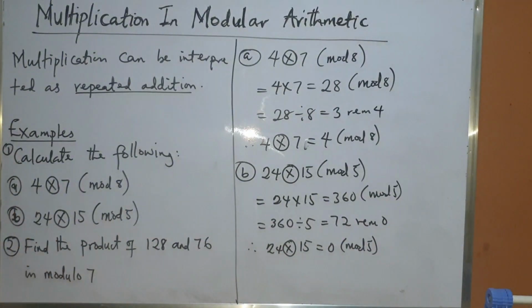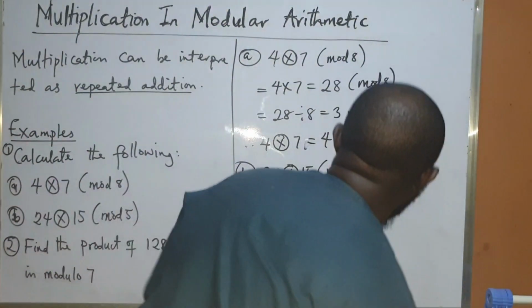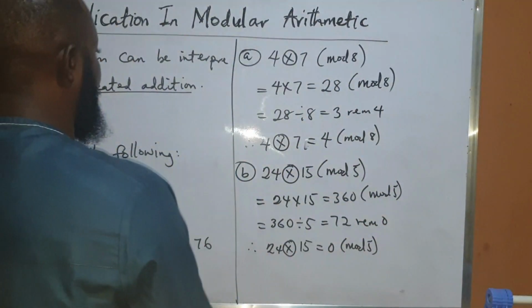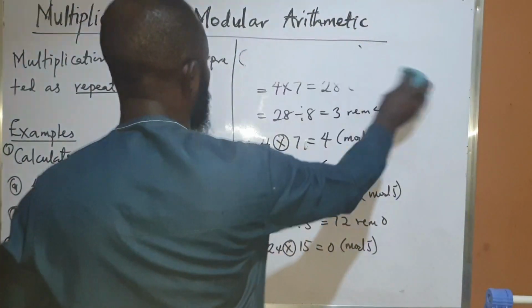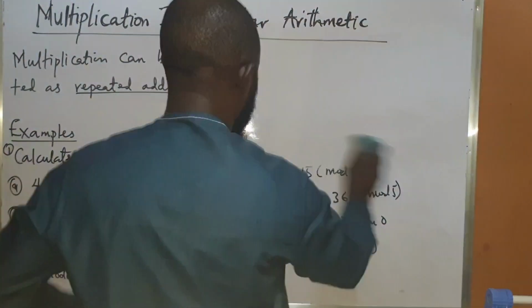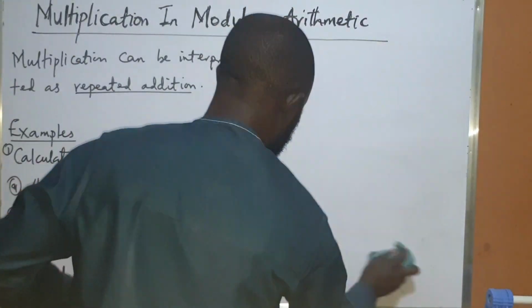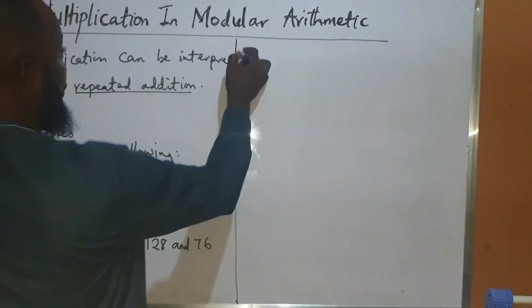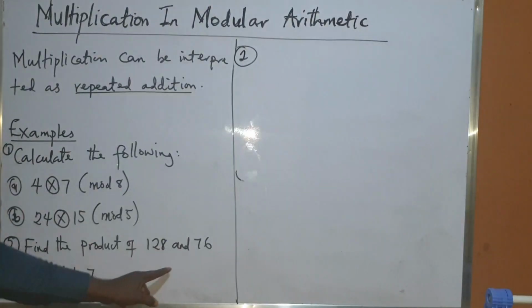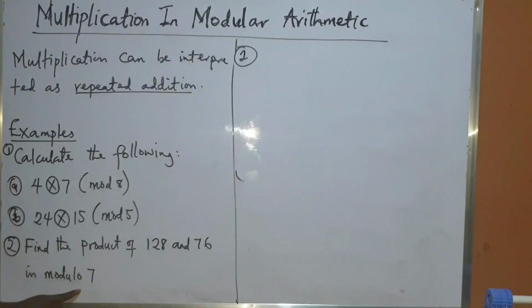The last one is still talking about the same thing, right? Let's erase the side. So it's still talking about the same thing, which is number 2. We have: find the product of 28 and 76 in modulo 7.